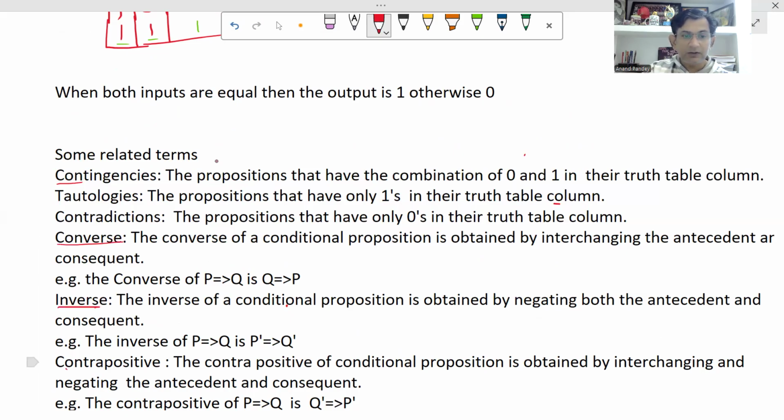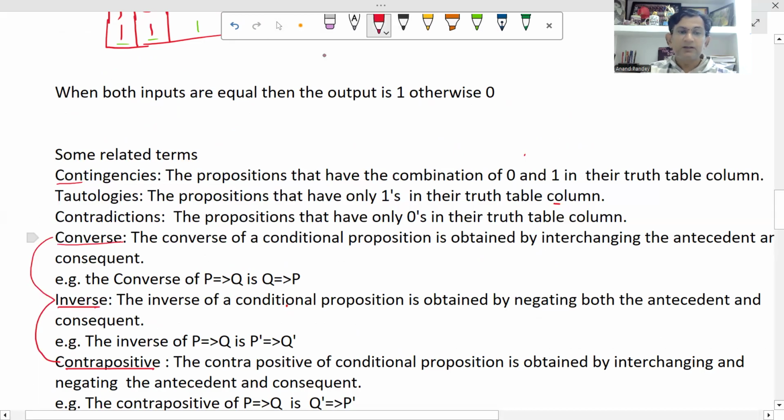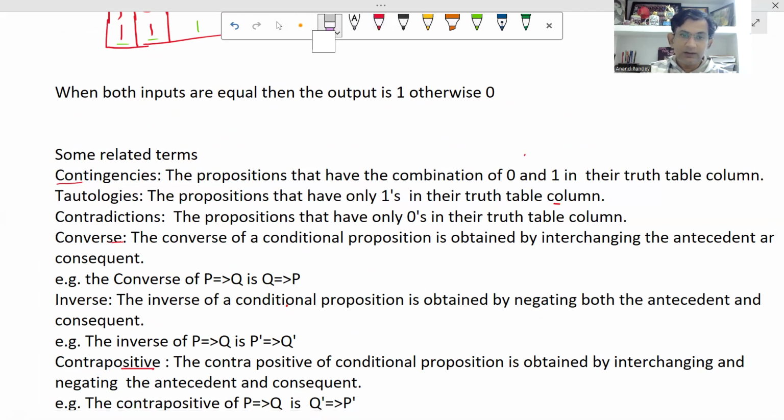Okay? Now coming to the next terms: converse, inverse, and contrapositive. These three terms are also interconnected, interrelated. If you understand one, you will get the next two as well. Okay. So coming to the converse. You can read the definition here, and I am going to explain. The converse of a conditional proposition. All these three terms are related to the conditional proposition. You know the conditional proposition: P implies Q is called a conditional proposition.